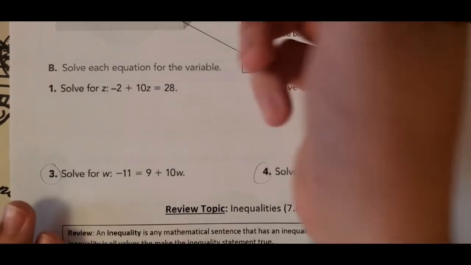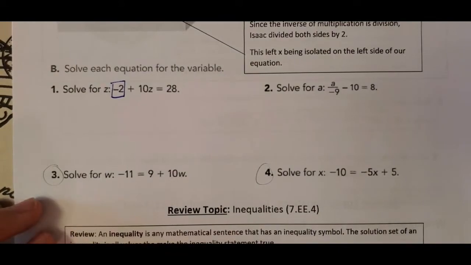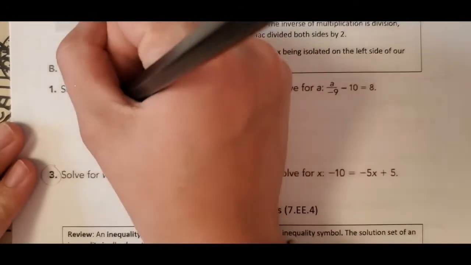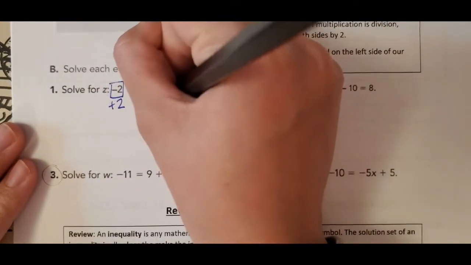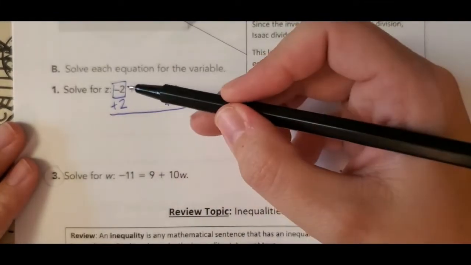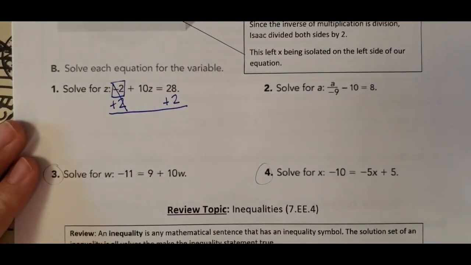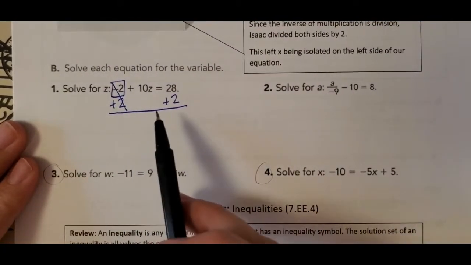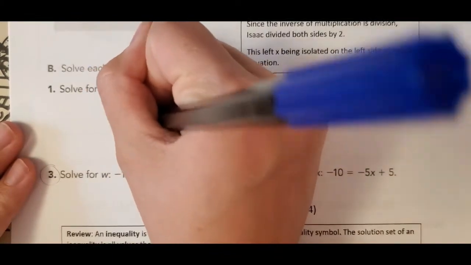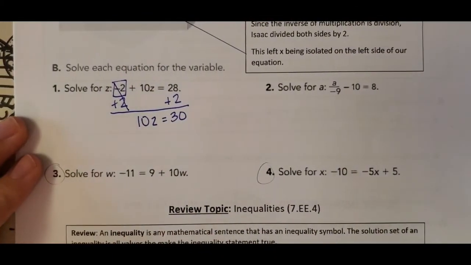So I see a -2 here, so that's my first step to get rid of. The opposite of -2 is to add 2. And when I say both sides, I mean both sides of our equal sign. -2 plus 2, those are opposites, so they cancel out to 0. And then I have a positive 10z. So I'm going to take 10z equals 30, because 28 plus 2 is 30.